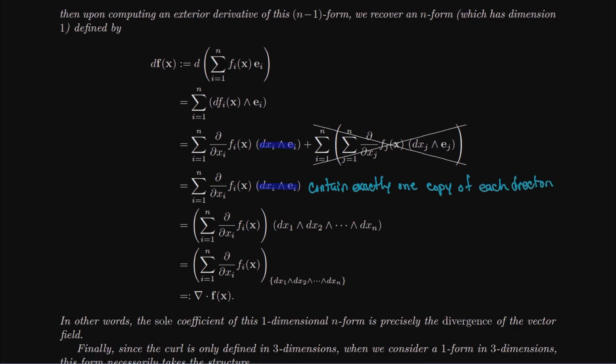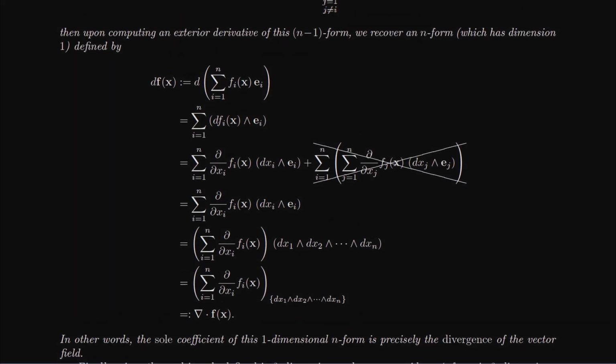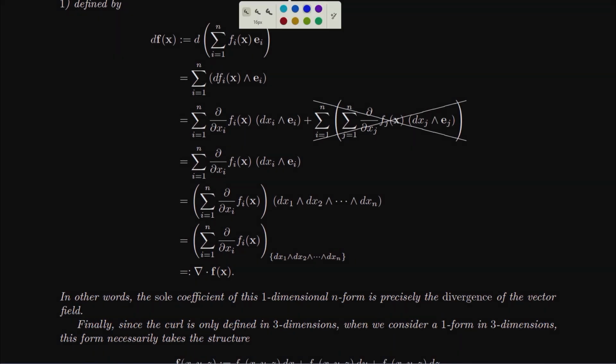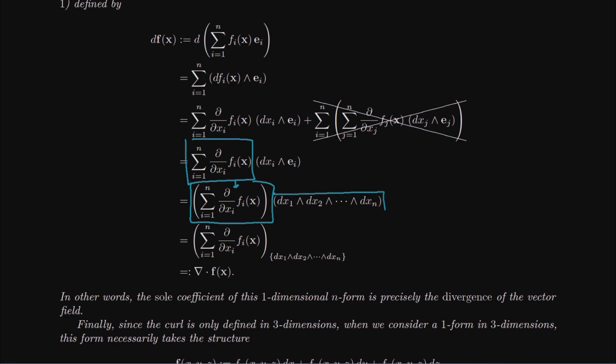They contain exactly one copy of each direction, so they can all be rearranged into some version of the ordered dx1 wedge dx2 wedge dx3, all the way up to the top. And we've chosen those coefficients, these -1s, to alternate in such a way that they exactly cancel with everything. And so what we pick up here is that this sum right here exactly becomes the single coefficient of the single very large wedge term that's out at the end there.